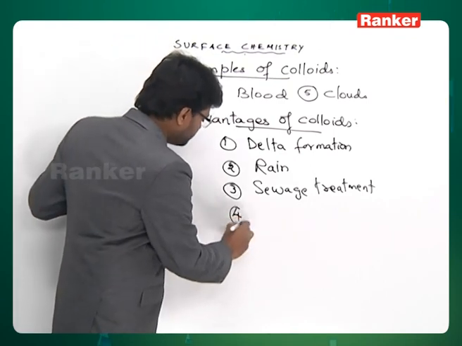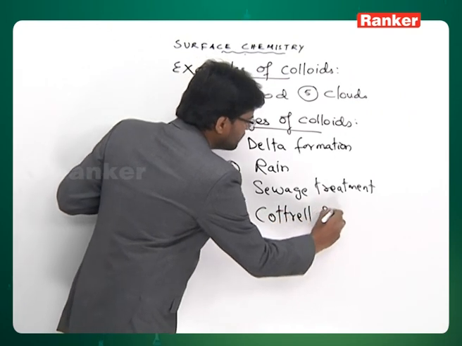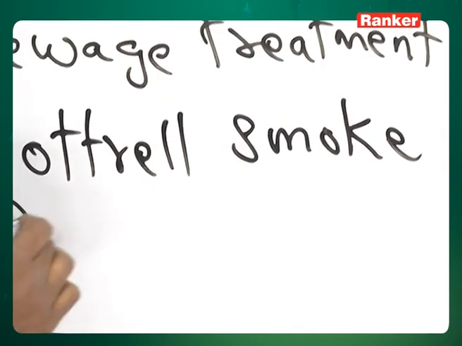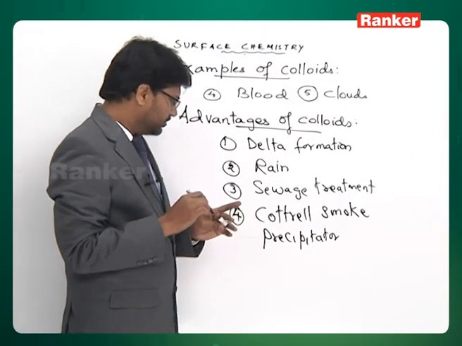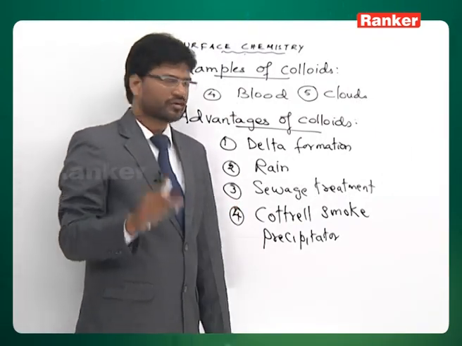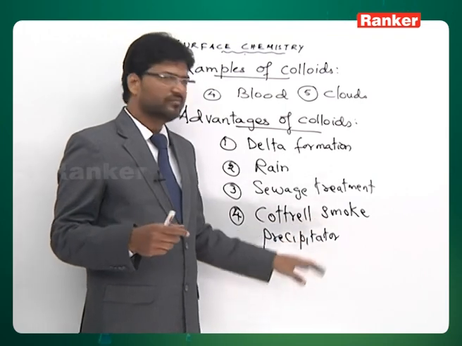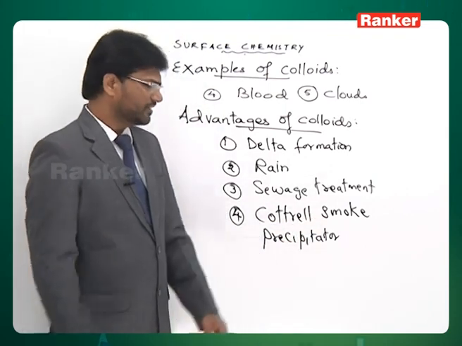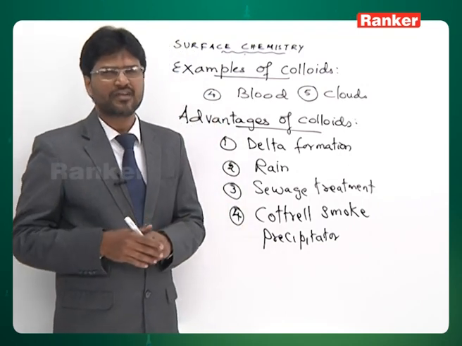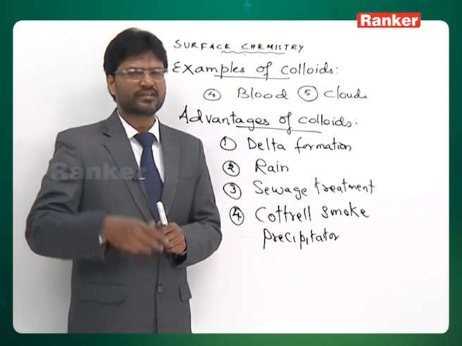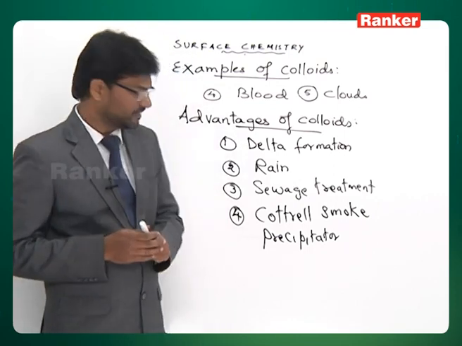Then number 4 is Cottrell smoke precipitator. Here also coagulation of smoke takes place. It is attached to the chimney of furnaces, it is attached to the chimney of factories. Here what happens, when the smoke enters, it comes in contact with heavily charged plates, and the charged particles present in the smoke will get discharged, and they fall down, and clear air comes out of the chimney.